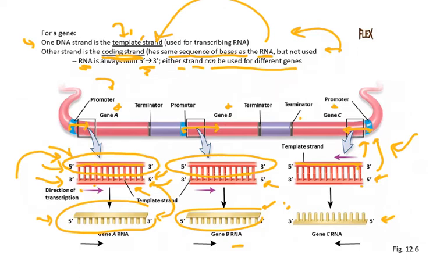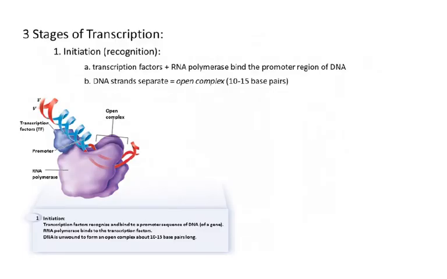Okay, so next let's try to get an idea of what is actually happening during transcription. There are going to be 3 steps of transcription. Step 1, or stage 1, is initiation, or the recognition stage. In this stage, various transcription factors, which is a good name, since these are factors involved in transcription, and RNA polymerase are going to bind to that promoter region. So this is all of these factors loading onto the promoter region, binding to it. Here is shown a transcription factor. It has bound to this promoter region of the DNA.